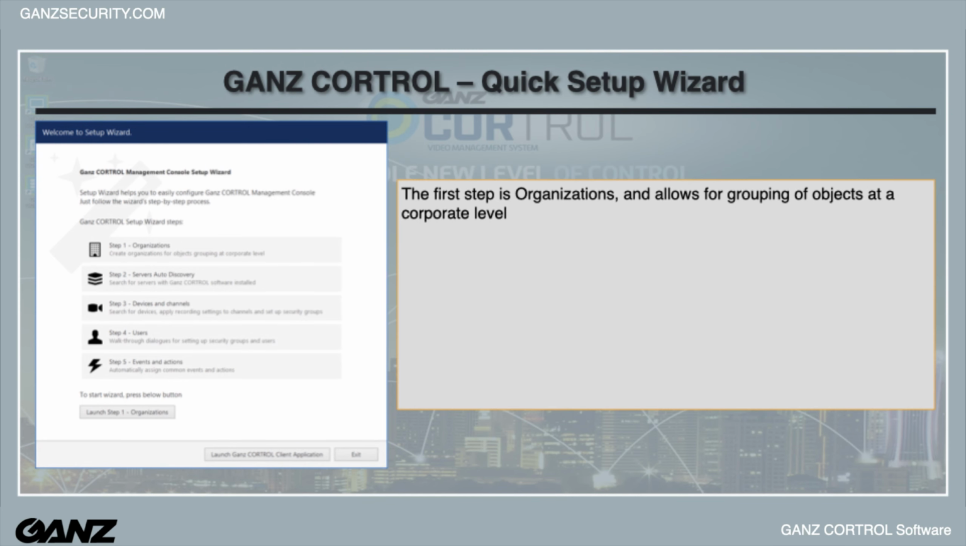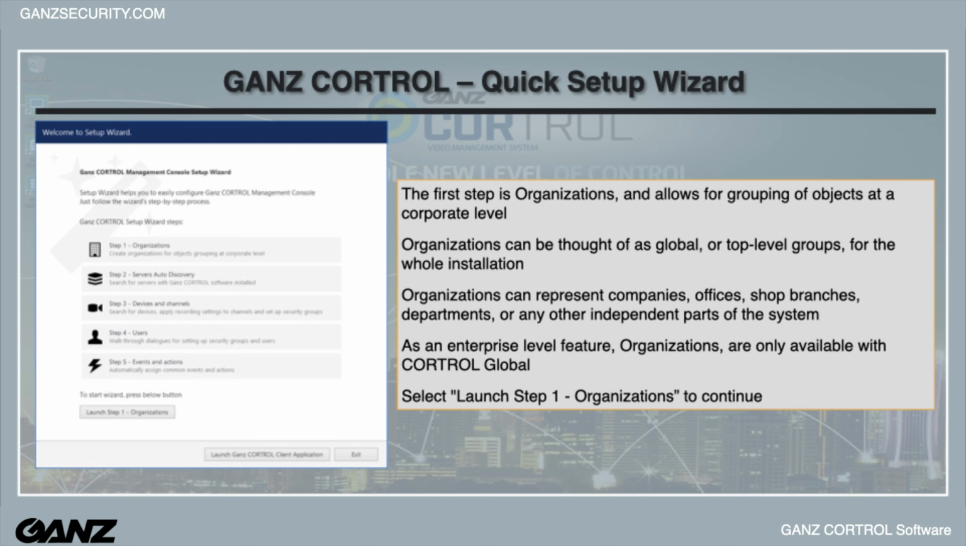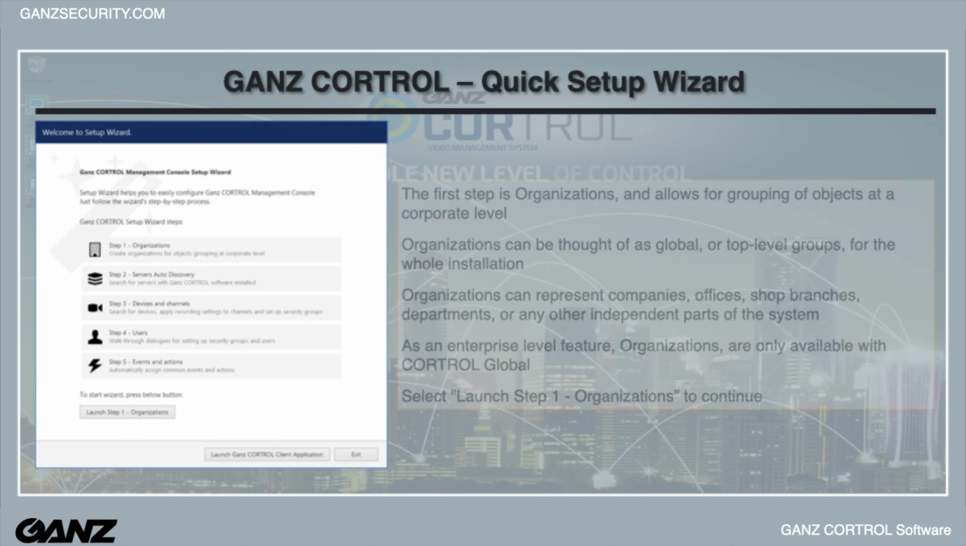The first step is organizations and allows for grouping of objects at a corporate level. Organizations can be thought of as global or top-level groups for the whole installation. Organizations can represent companies, offices, shop branches, departments, or any other independent parts of the system. As an enterprise-level feature, organizations are only available with CORTROL Global. Select Step 1, Organizations, to continue.